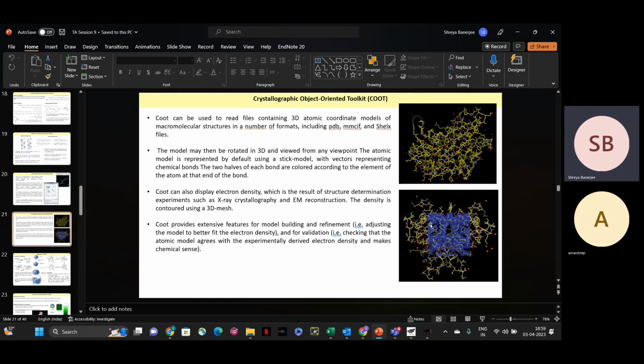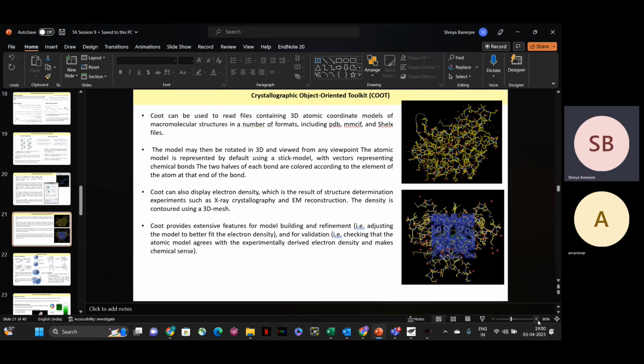So this blue mesh that you can see is showing the electron density, and this can also be done in Coot. There are many features that it provides for model building and refinement, meaning if you want to fit the model to the electron density better, Coot can provide options for that, and also validation of the model, whether the predicted model is fitting with the experimentally observed model. You can download this software for free, and there are many tutorials available. I don't have the time to go into all the features, but you can easily look into the different tutorials of this software.